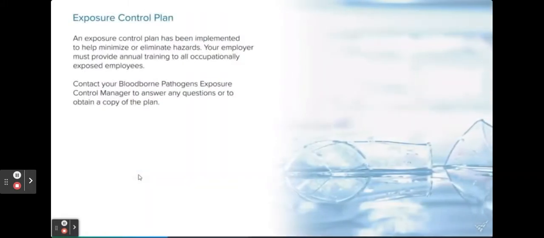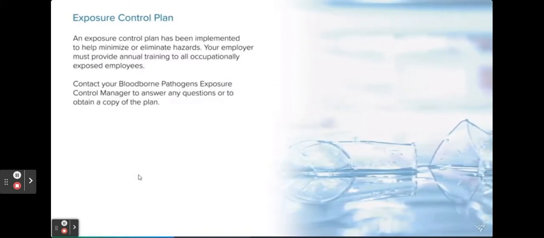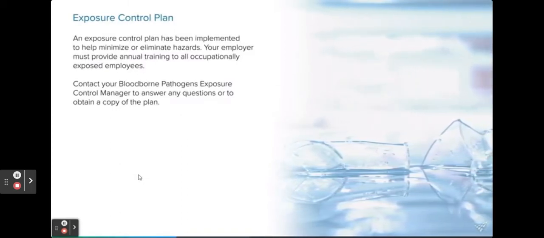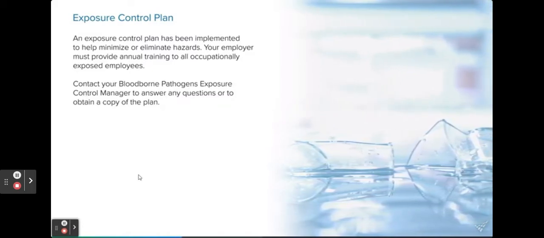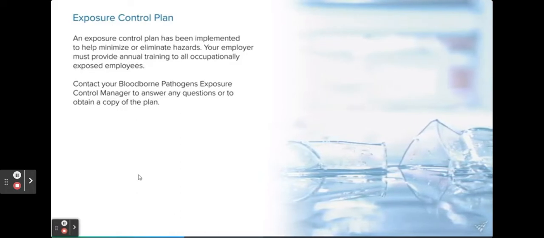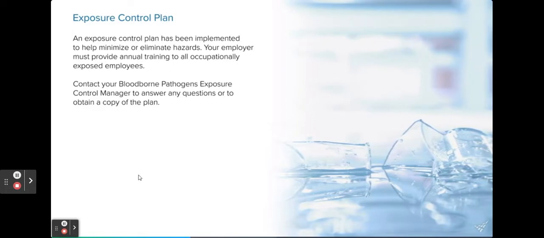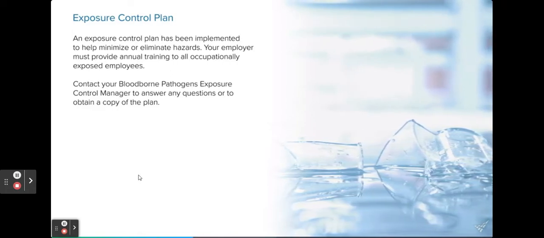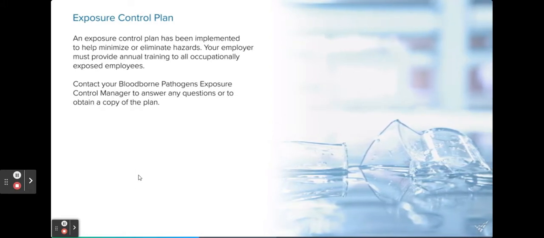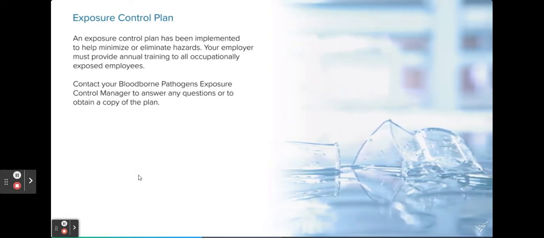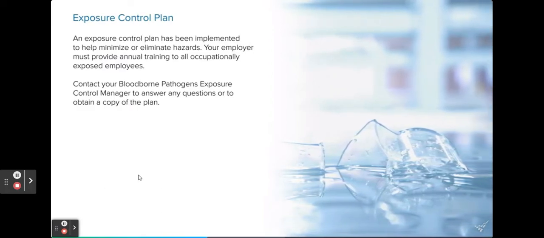An exposure control plan has been implemented to help minimize or eliminate workplace bloodborne injuries. These injuries can occur from needle sticks, cuts from contaminated sharp objects, or from contact with contaminated blood. Your employer must provide training about potential bloodborne hazards. Training for occupationally exposed employees must be performed on an annual basis. A plan manager has been designated to administer this program. Please contact this person directly with any questions you may have, if you would like to review your written program, or if you have any concerns regarding a possible exposure.